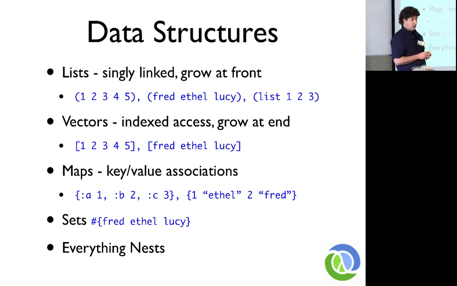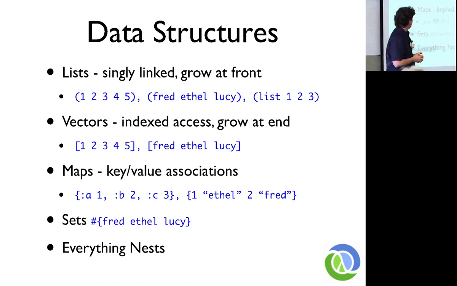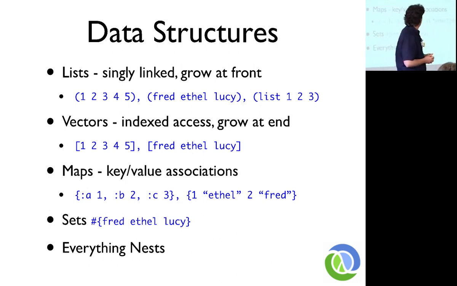Clojure also pretty uniquely has immutable vectors, which are in square brackets. They support very fast indexed access. And in addition, they behave like array lists in that they grow at the end in constant time.